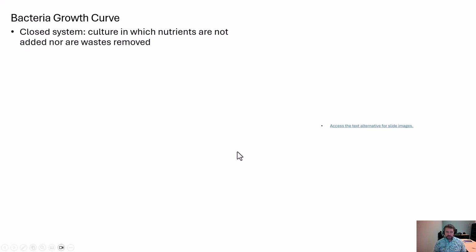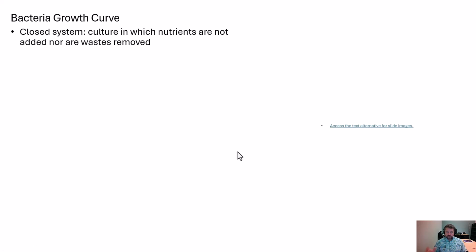A couple lectures ago, I introduced what a bacteria growth curve looks like, but we're going to talk about what a colony, typically a colony grown in a laboratory, is going through during these different phases of growth. So we're going to go through each phase and talk about what's going on, what might be made, that kind of thing.